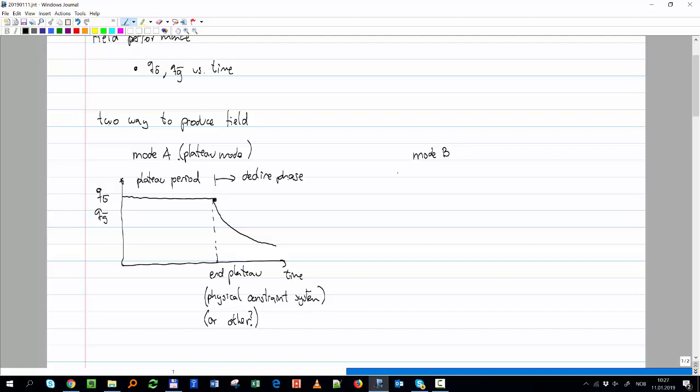The other mode, mode B, is simply decline mode. Q oil or Q gas: from the beginning I have some decline, very simple like that. It's not that this is the maximum you are producing, but you are producing in a shape that is just declining with time.